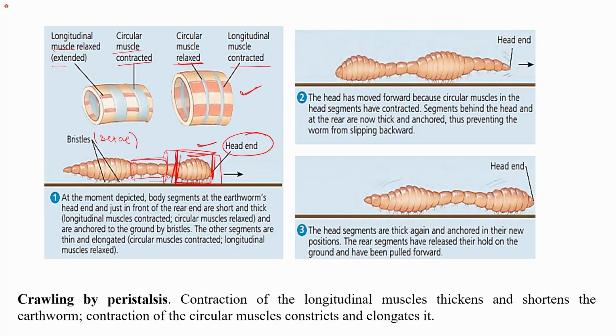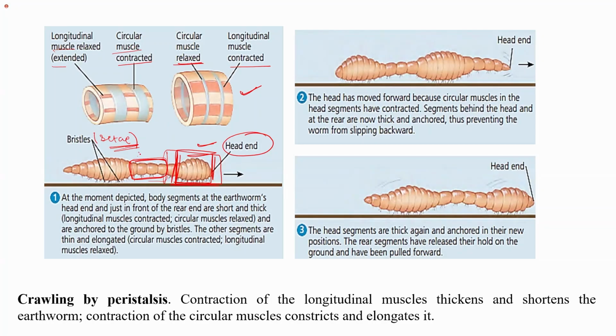What is the difference taking place here is that longitudinal muscles are contracted and circular muscles are relaxed, and the segments are anchored to the ground by the bristles. So you can see that this is helping in the anchoring with the ground. So setae is helping in attachment of the organism with the ground.